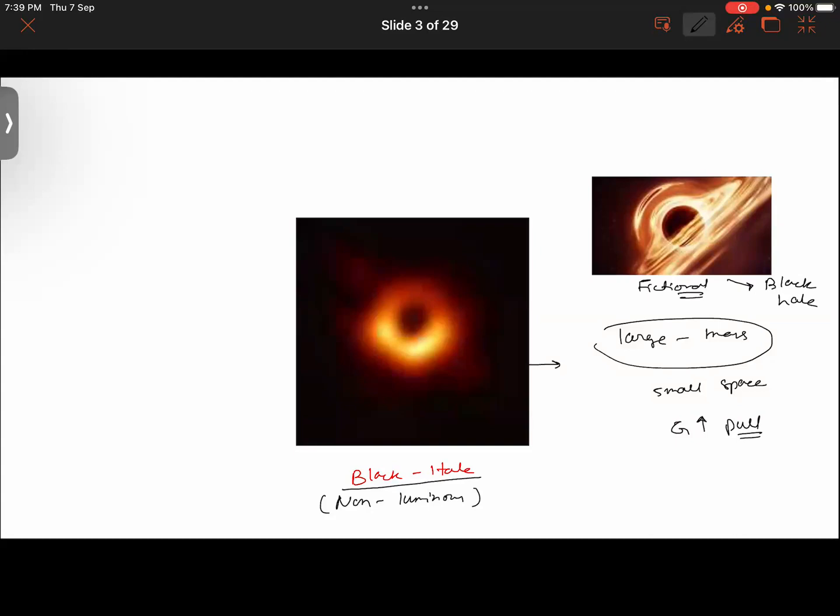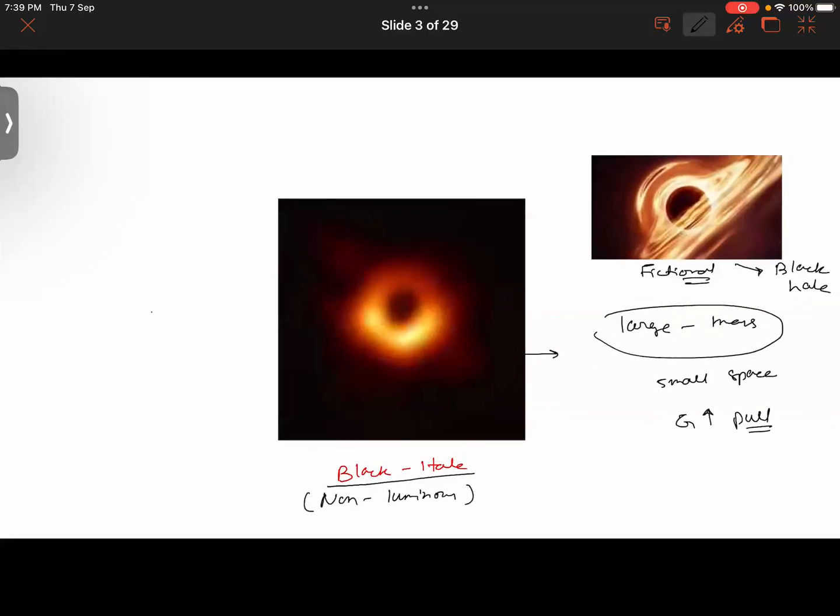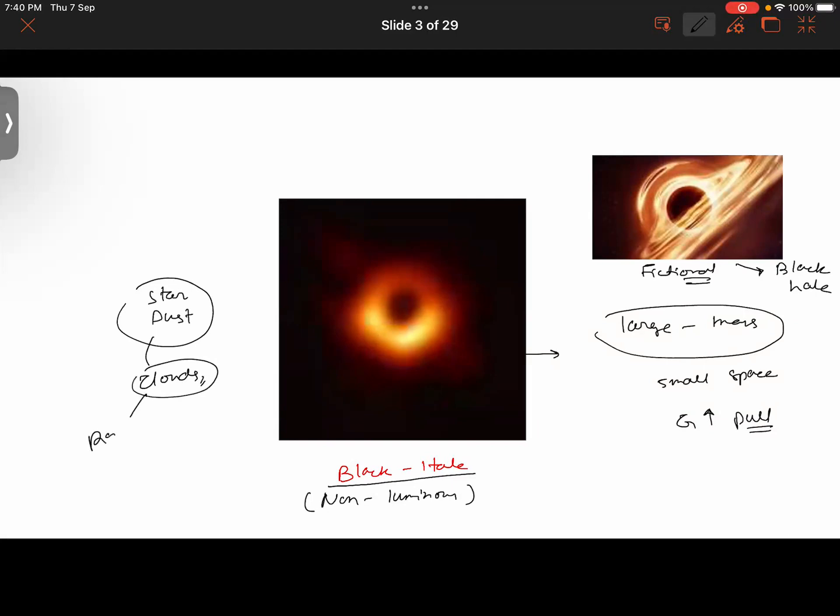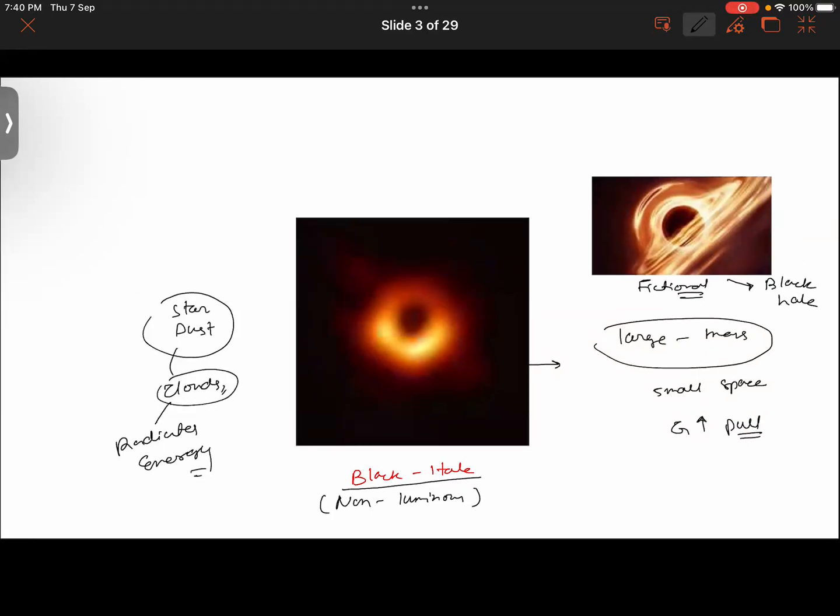So here you can see it looks like it is emitting light, but this light which you are seeing here is not the light coming from the black hole itself. It is actually the star dust surrounding the black hole that forms clouds. The dust of stars forms clouds, and those clouds radiate energy. It is due to the radiation of that energy that you are able to see this color here. Getting it now? Yes, sir. Okay, so hence the black hole is a non-luminous body.